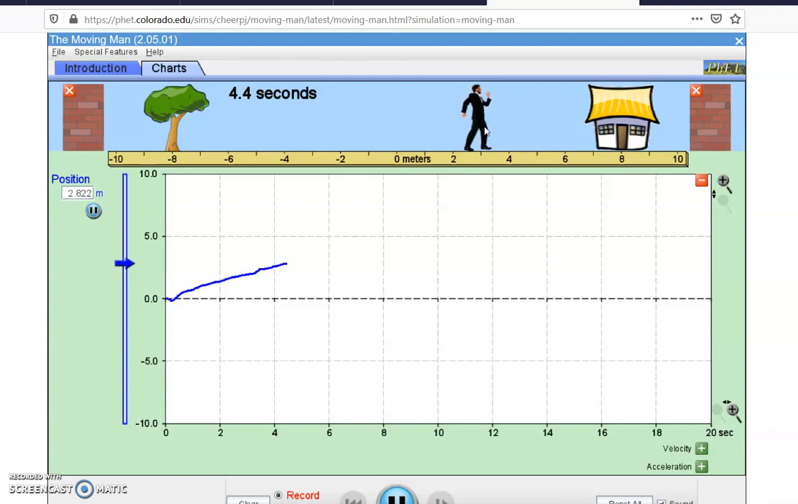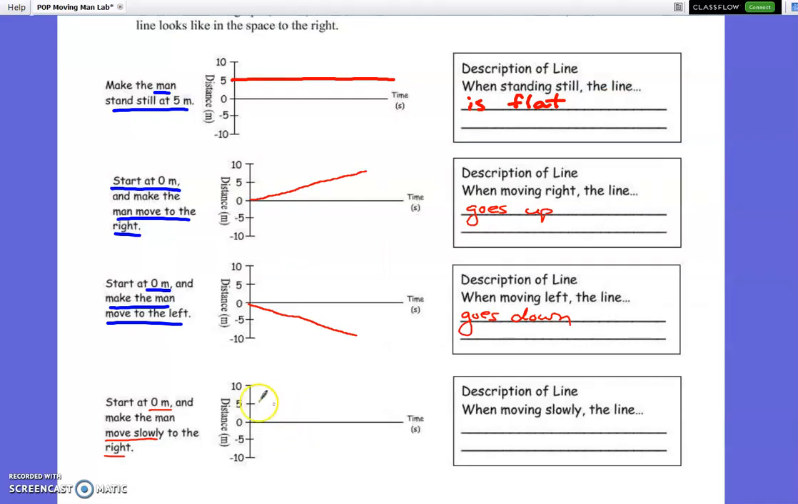We'll stop here at this point. We get the idea of what the graph looks like. So here we're going to draw, it has to be a very shallow line, just barely above the 0. So description of the line, when moving slowly, the line is shallow.